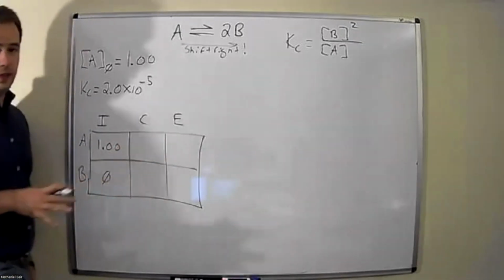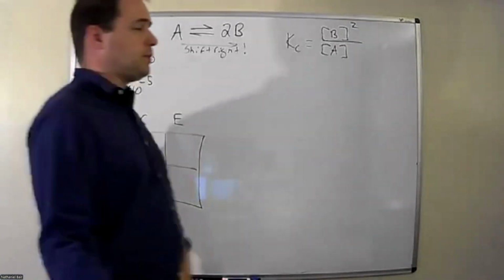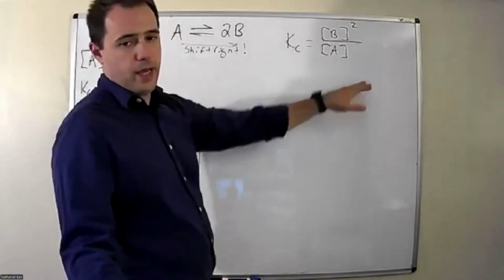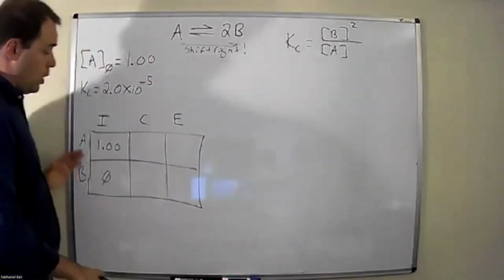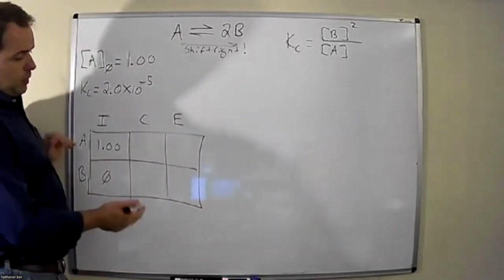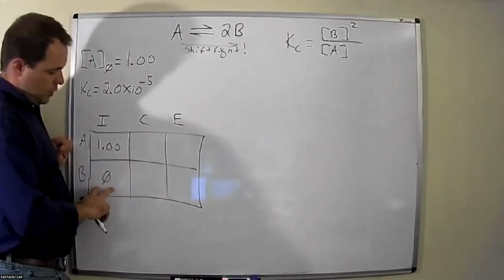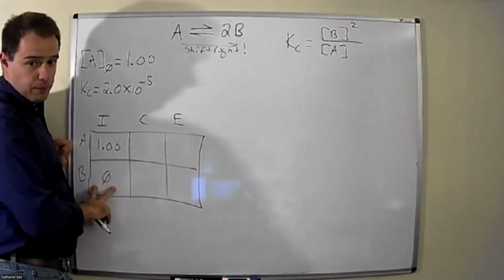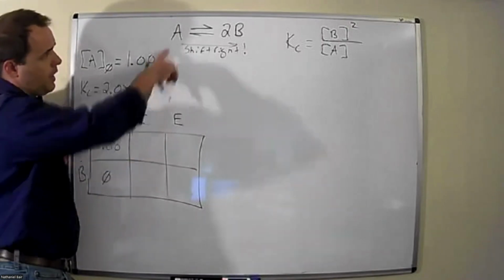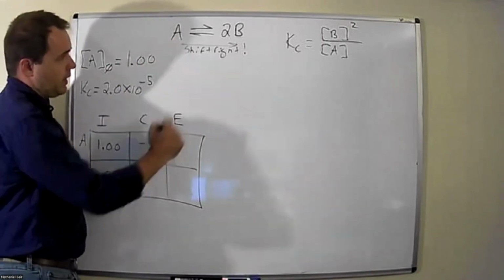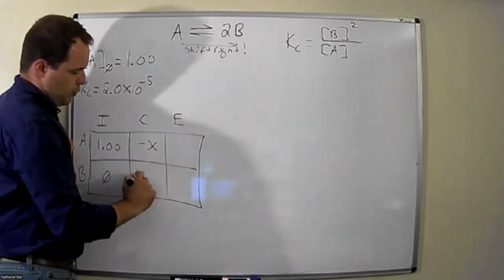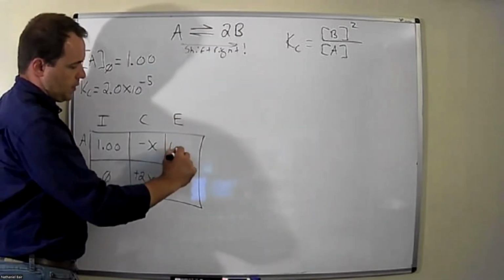So hopefully you got at least this far. My mass action expression is going to be B squared over A. My ICE table is going to have 2 rows, a row for A and a row for B. Initial concentration of A is the 1 molar. And initial concentration of the B, there's none of it, 0. What's going to happen? A is going to go down because it's shifting right. And B is going to go up by 2x. Hopefully you got that 2x on there.